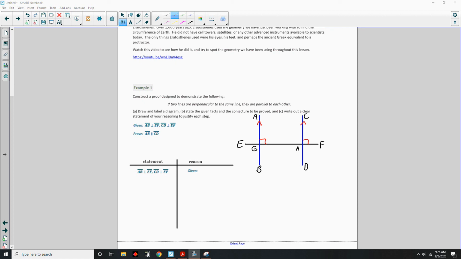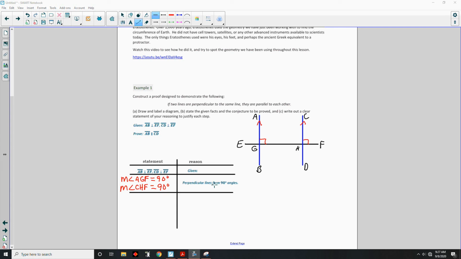Okay, so now what are we going to do? Well, how about we just state what we labeled? I said that this angle here is 90 degrees. So how about we say the measure of angle AGF is 90 degrees. And while we're at it, we could also say CHF is 90 degrees. Reason: perpendicular lines form 90-degree angles.